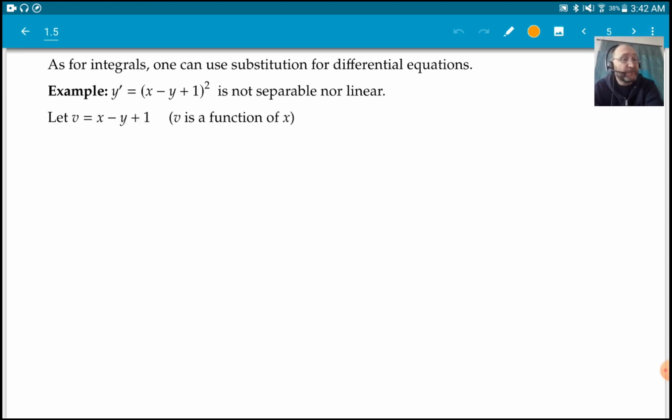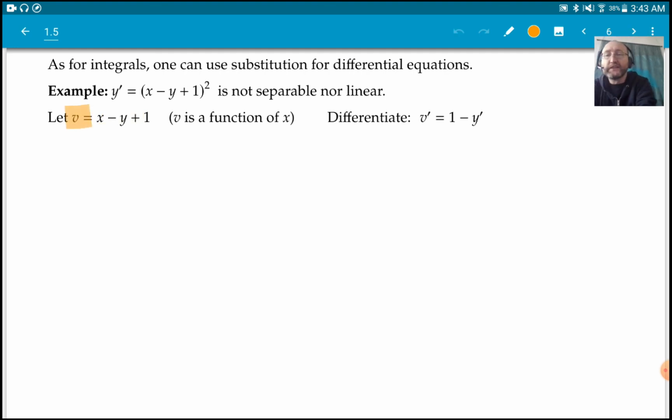Now here, v is going to be a function of x, because x is a function of x, and y is a function of x. So v, if it's x minus y plus 1, where y is a function of x, that whole thing is some function of x. And basically all we're going to do is rewrite the differential equation for y as a differential equation for v, in terms of x. So the independent variable is going to stay the same. We're going to change the dependent variable, and hopefully the new equation will become simpler.